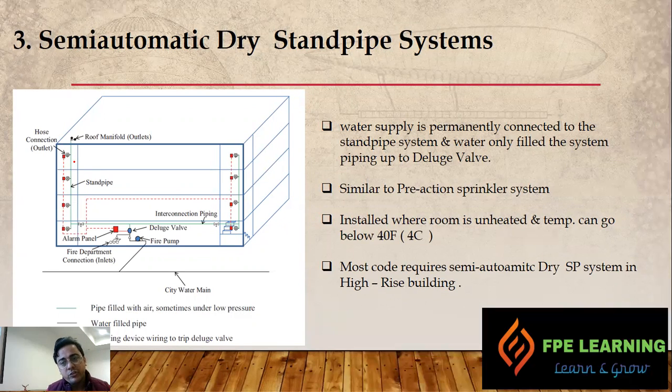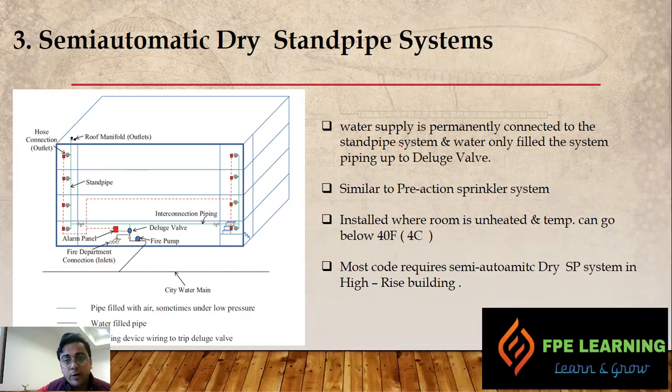Still similar to a sprinkler system, the pre-action sprinkler system is installed where the room is unheated and the temperature can go below 4 degrees Celsius. Again, it is a dry pipe system, but at the same time it is not fully automatic. It means, if you can see the figure here, this is a fire department connection, and this is our alarm panel, and this is the fire pump.